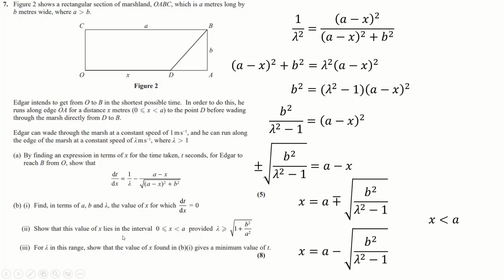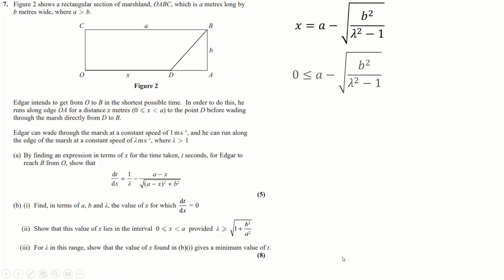Show that this value x lies in the interval this provided this. Now we already have shown that x is less than a. That's fine because we got this answer here. So now x greater than or equal to 0. Well, we just need this to be greater than or equal to 0. So we'll just make that greater than or equal to 0.